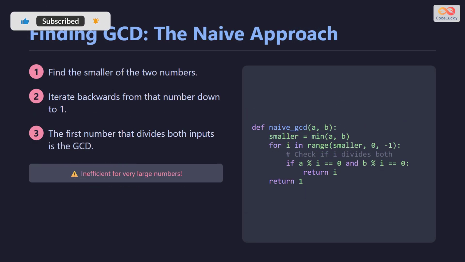How do we calculate this in code? The simplest, or naive, approach is to start checking from the smaller of the two numbers and count backwards. The first number we find that divides both inputs evenly is our answer. While this works for small numbers, it is very inefficient for large numbers because it might require checking millions of values.